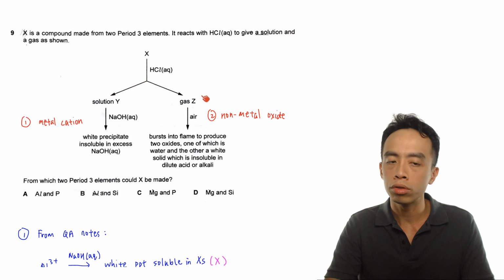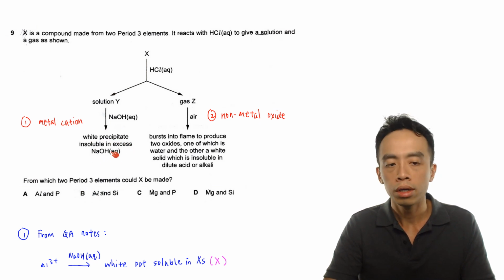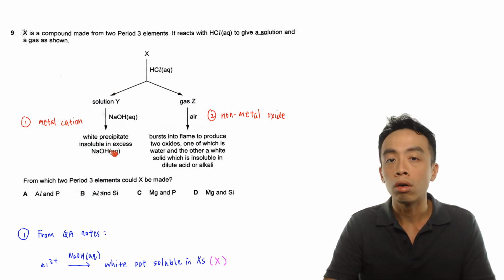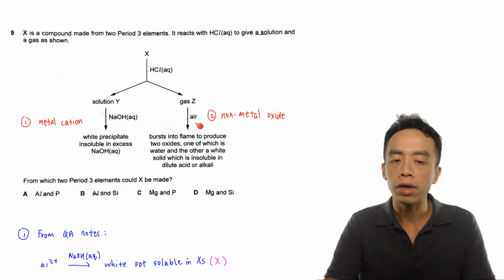You split into two portions. One is solution Y. The other one is gas Z. So for solution Y, when we add sodium hydroxide aqueous, I'll get a white precipitate, insoluble in excess NaOH aqueous. Now this will remind us very strongly of QA. So most likely this will be testing the presence of our metal cation, but we will confirm this in a while.